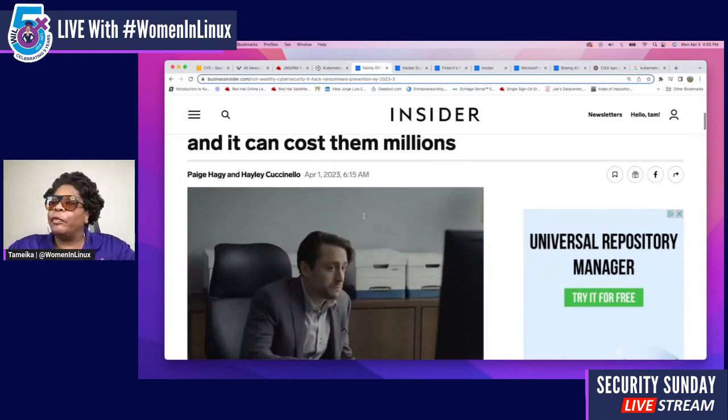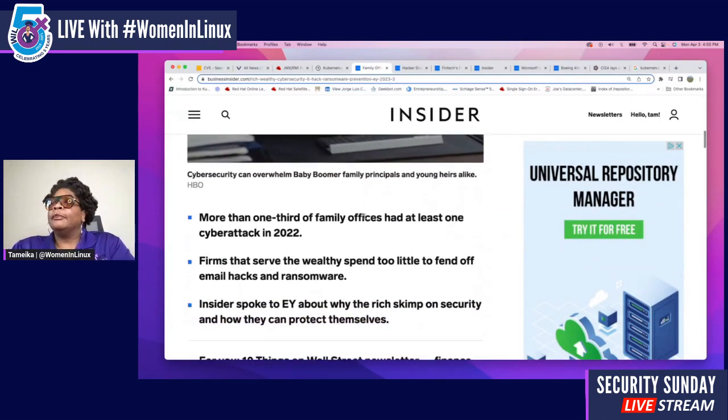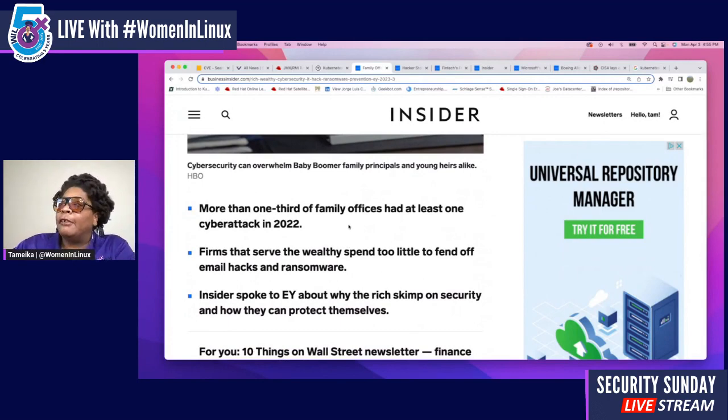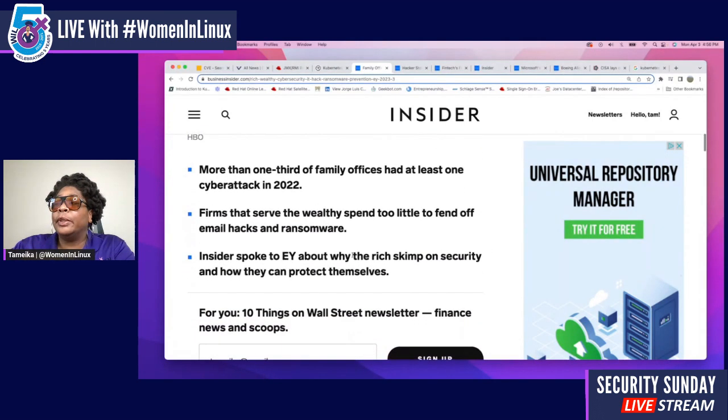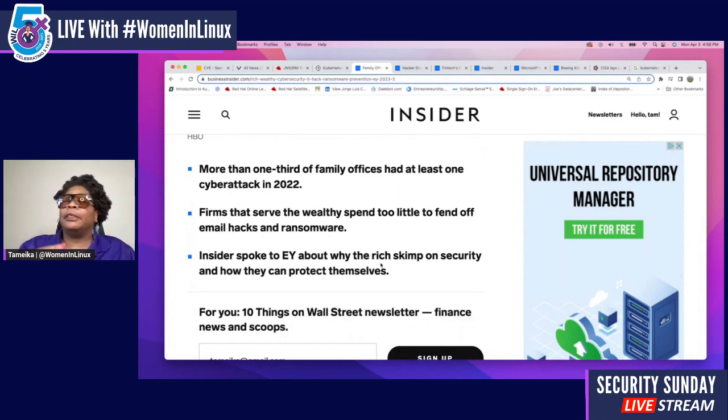So I'm going to read through this real quickly. It says more than one third of family offices had at least one cybersecurity attack, right? Firms that serve the wealthy spend too little to fend off emails and ransomware, right? And it says Insider spoke to EY about why the rich skimp on security and how they can protect themselves.